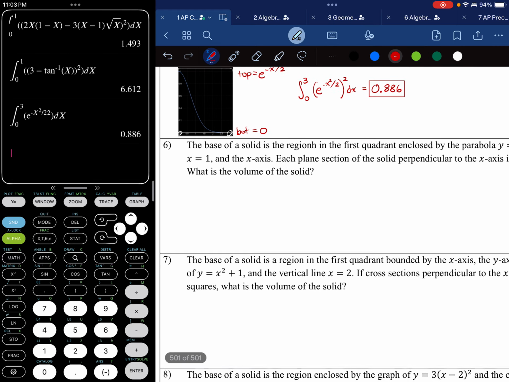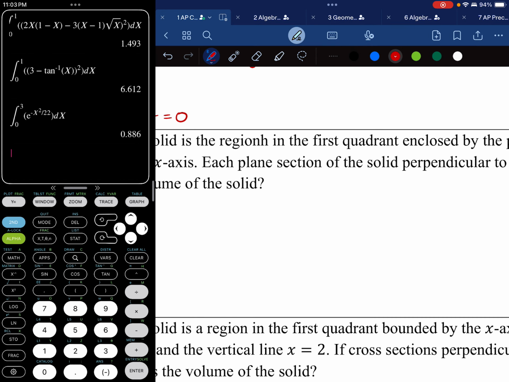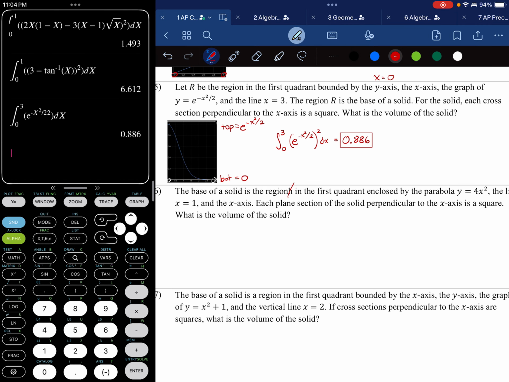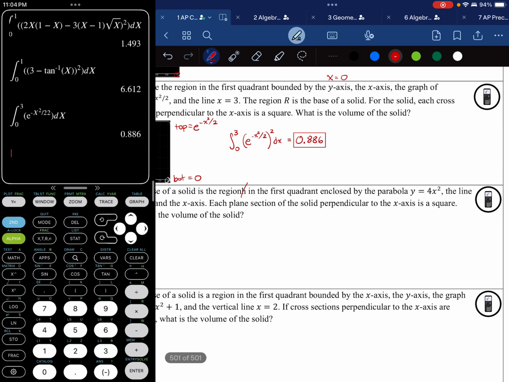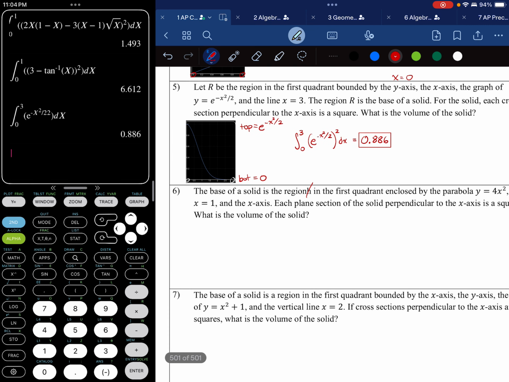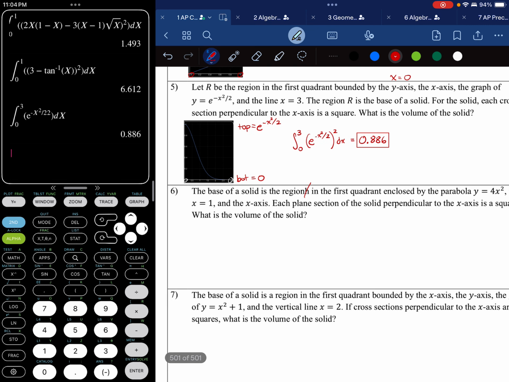All right, and number 6. Oh my god, these typos are killing me. The base of a solid is in the region in the first quadrant enclosed by a parabola y equals 4x squared, the line x equals 1, and the x-axis, and all cross sections are squares perpendicular to the x-axis. What is the volume? Okay, so we have a calculator.